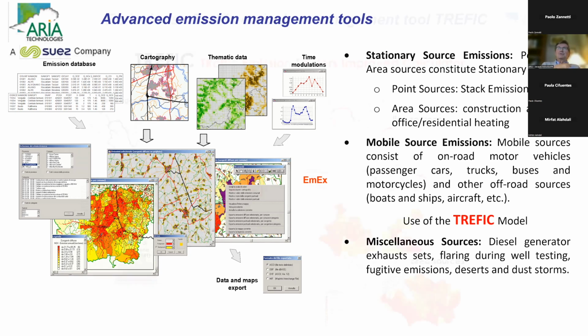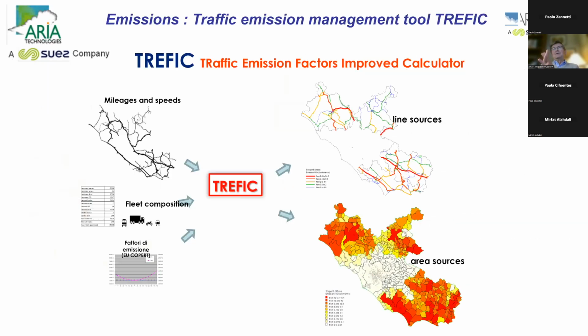I just want to go through an example. There's in the US IVE, which is also a well-known traffic emission modeling system. It's necessary to have details on the mileage and speeds of the cars and all the vehicles, trucks, etc. Fleet composition, emission factors, for example, the EU Copert or other emission factors.